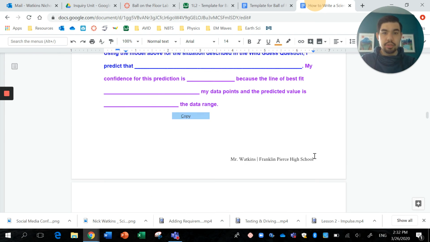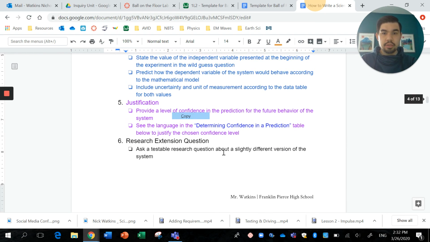Oops, let me get a little ahead of myself. So finally, we have a research extension question. Again, there are no real wrong answers for this part. This is just based on our system, whether we're rolling a ball, driving a car down a ramp, or stretching a spring. We want to ask, what's one thing we can change about our lab? What would be a new variable? How would changing the mass of our object affect it? Etc. So really just a question that you're curious about that you would want to ask about our system.